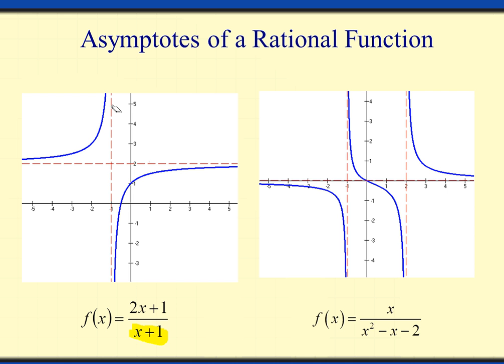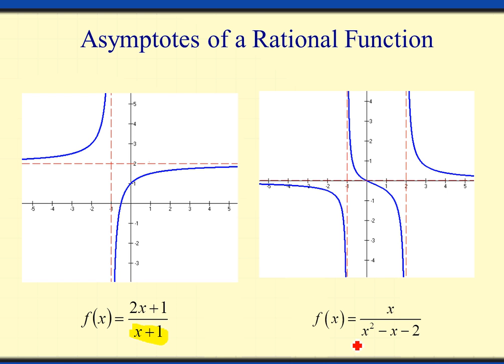And that's why these vertical asymptotes exist. That's where the denominator is 0. As we get close to those places, the fraction will be very large positive or very large negative. Now, when we look over here, we can't tell right away what causes that denominator to be 0, and so we're forced to factor that denominator.